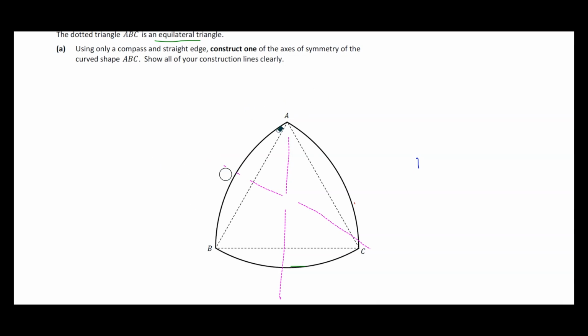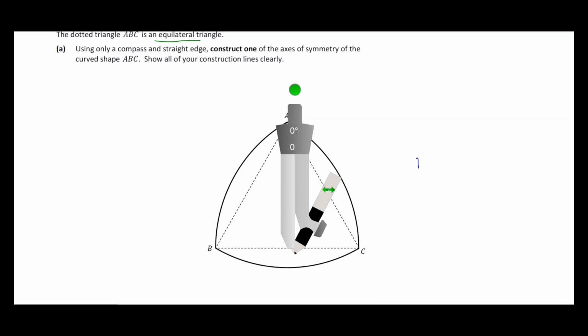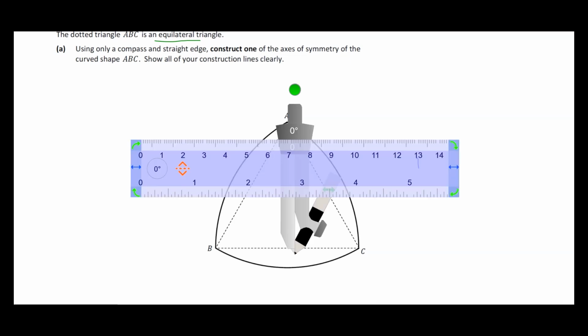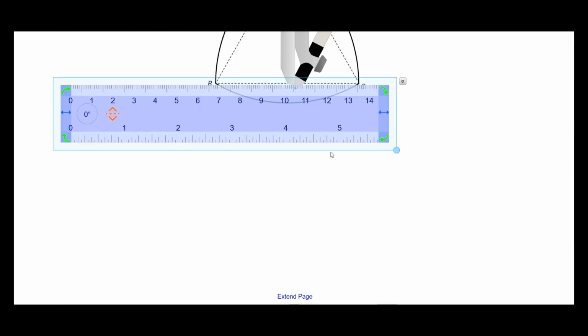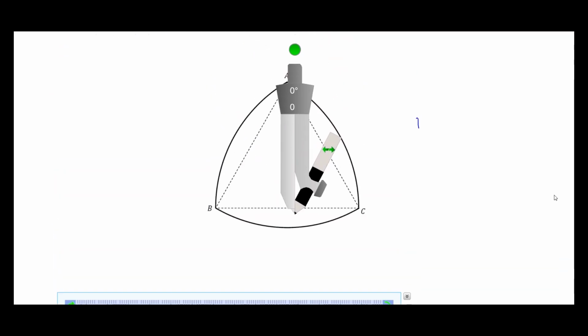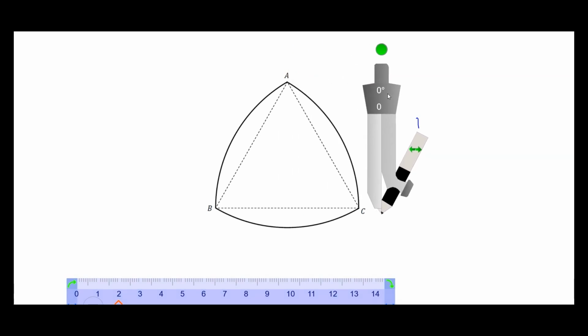Now, the idea here is that it has to be exactly in the middle of our shape. That's why we are talking about bisecting an angle. Basically it means that I have to divide an angle into two equal parts. So how do we construct that? Let's get our compass and the straight edge and see how we construct that.